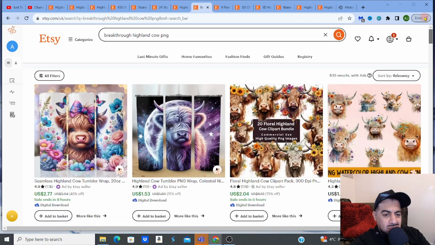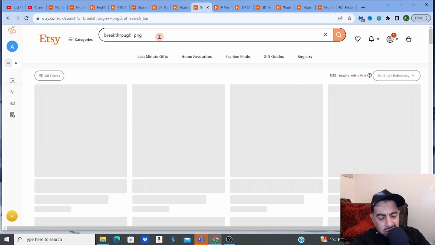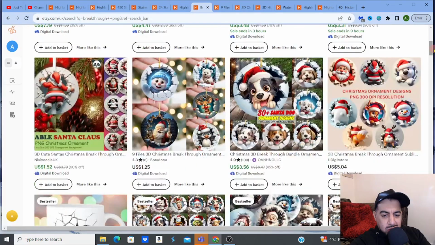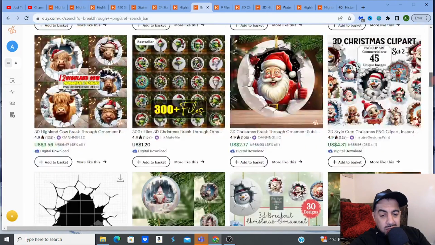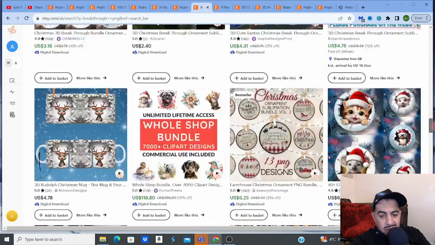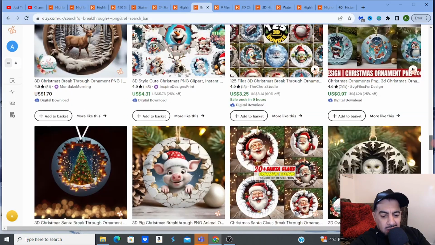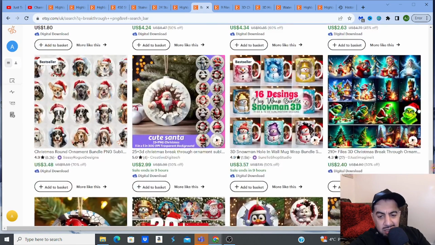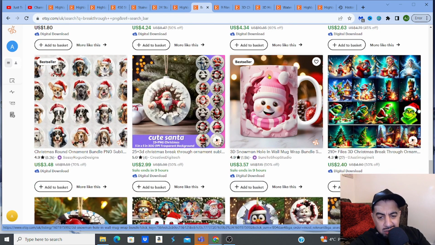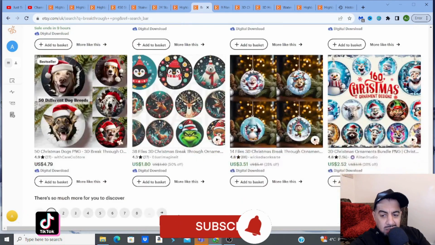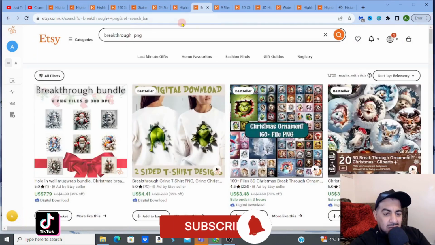So if I very simply take away Highland Cow and just do breakthrough PNG, just to give you an example, you can see all sorts of products. They are dominated right now by these Christmassy ornament styles. However, beyond that, there are also other things people are doing. Like I said, I've shown a video on it where they do it for books. It doesn't have to be ornaments. You can see this one, mug wraps, tumbler wraps are also getting into it, and even other products.